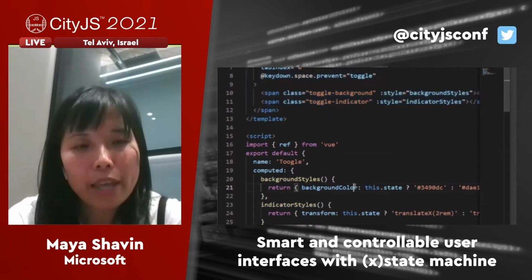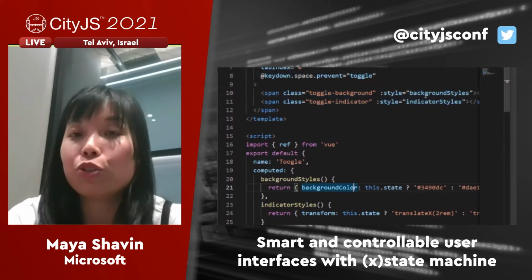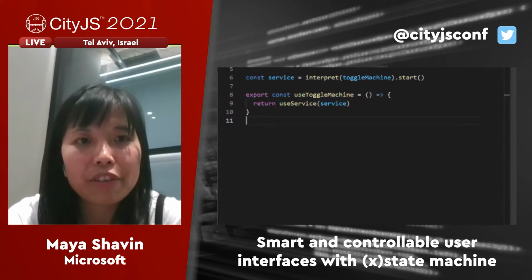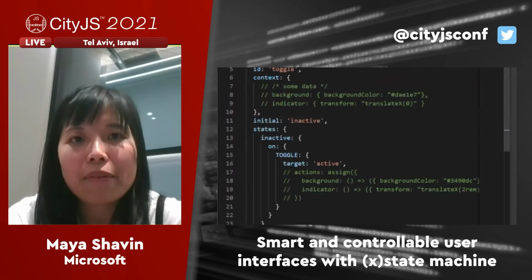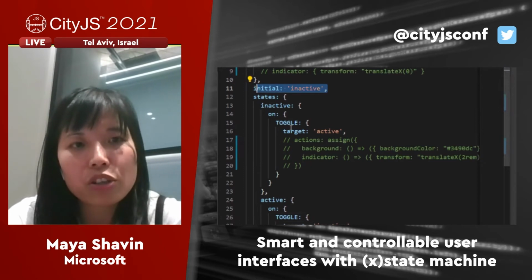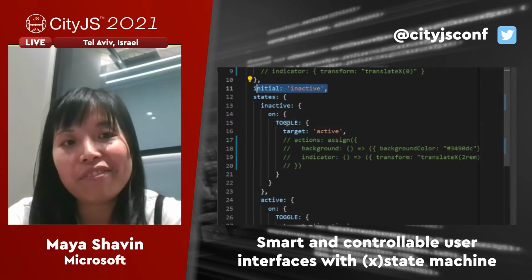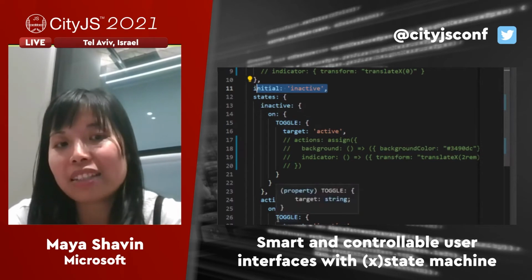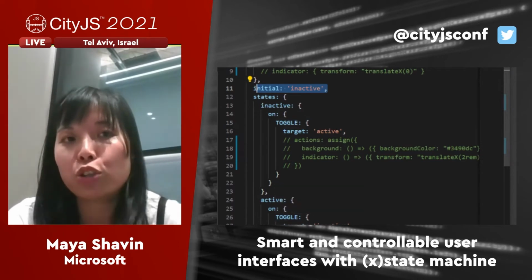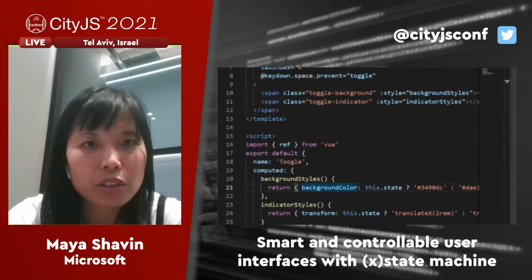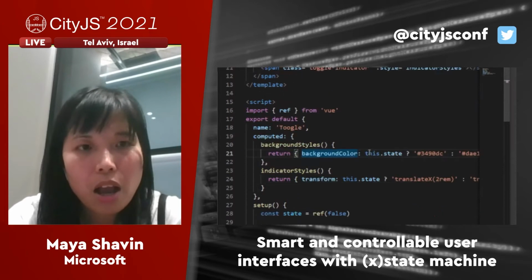Okay, so now how I'm going to do it with a state machine, with XState. So I have a toggle machine, which has a context. I have an initial state, which is active, and then I have a toggle event with the target active, and similarly for inactive. For the active state, we have a target that would go to inactive.